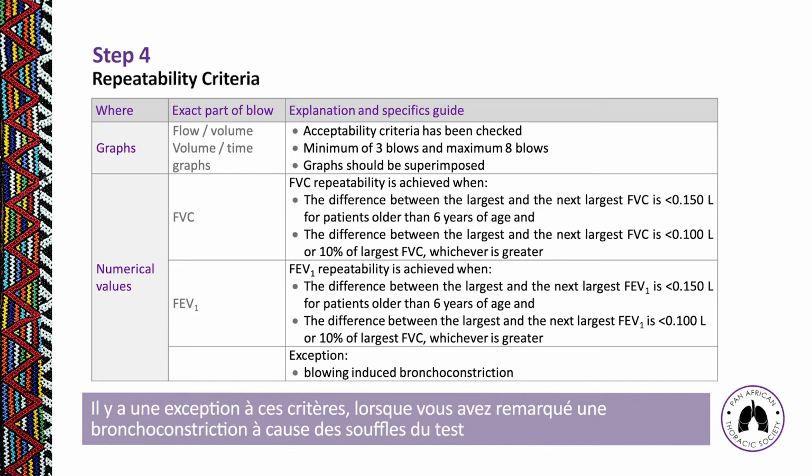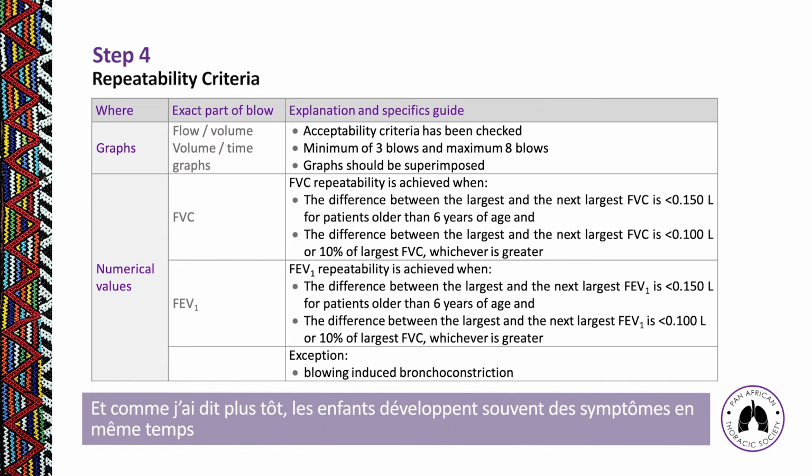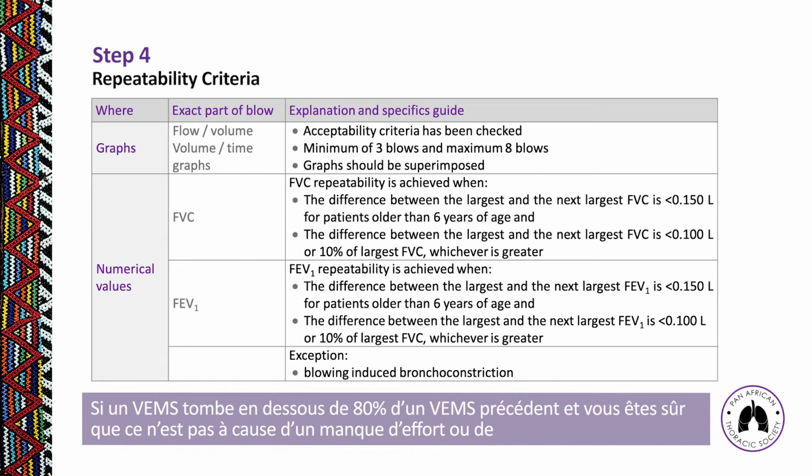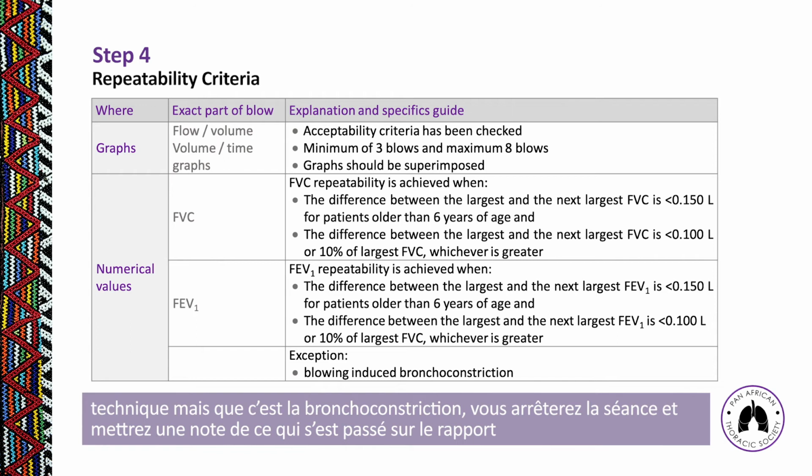There is one exception to getting repeatability criteria on a test, and that is when you have noted blowing-induced bronchoconstriction on the testing session. So as I said previously, if the child has blowing-induced bronchoconstriction, they usually become symptomatic, and if the FEV1 drops to less than 80% of a previous FEV1 on record, and you're sure that that's not because of effort and technique, but it is truly bronchoconstriction, you will not worry with repeatability criteria. You will stop the testing session and make a note on the report as to what happened.